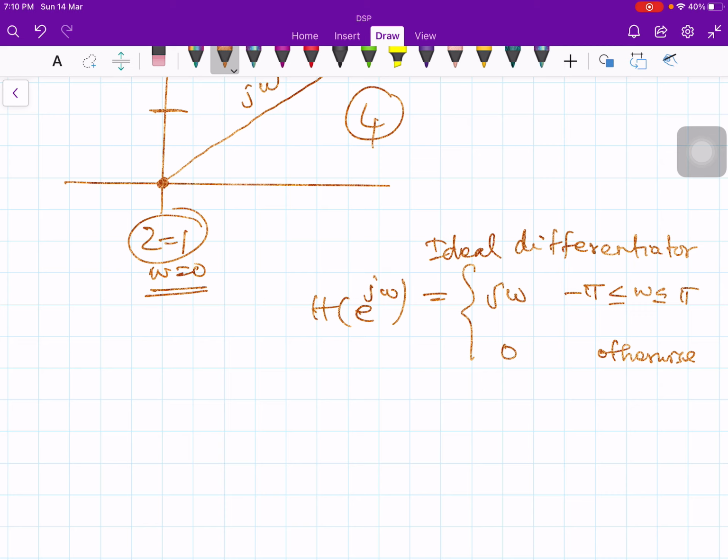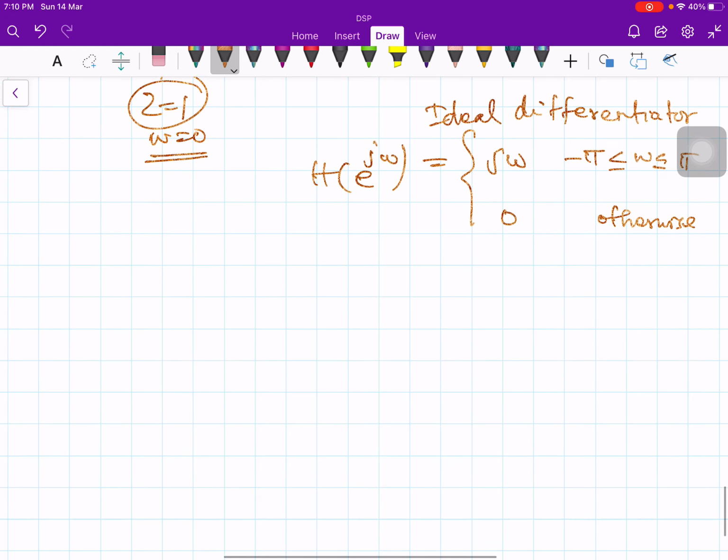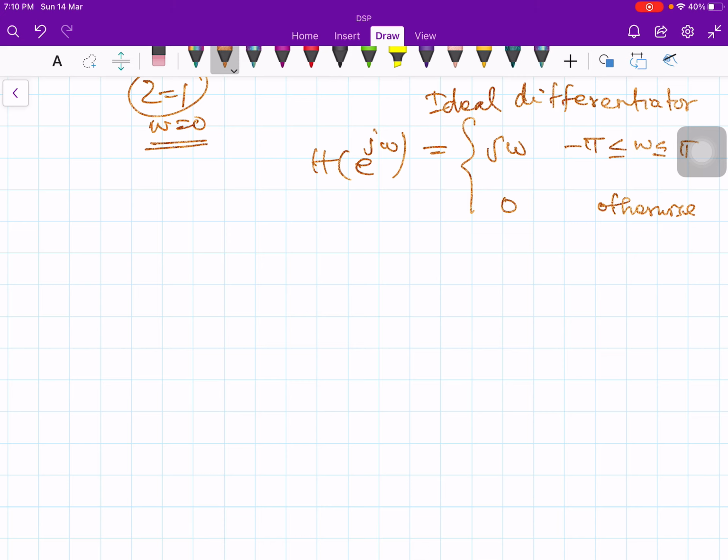In general, we have also seen that for a linear phase FIR, the expression is of the following form. Whether capital N is even or odd, all of them have N by 2 delays.